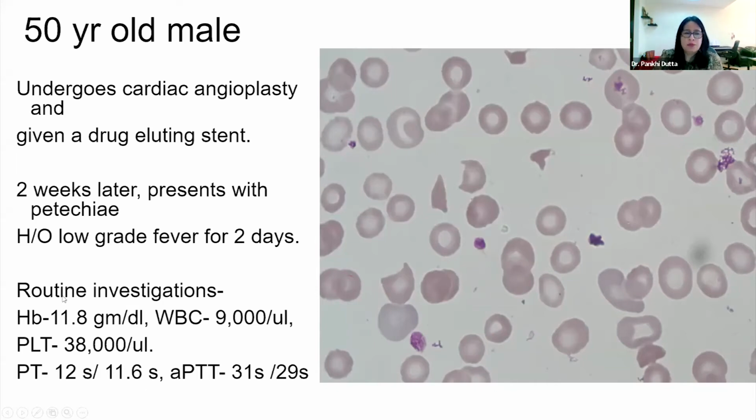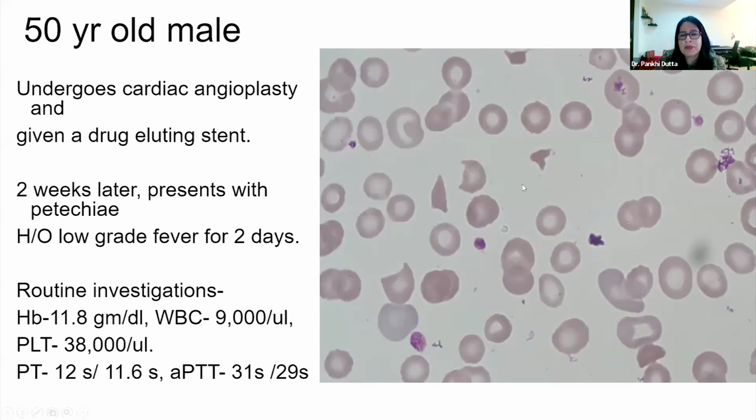But here, before doing anything else, look at the peripheral blood film. What are we seeing? These are nothing but fragmented red cells, and these are polychromatic cells representing that there is some hemolysis happening. So this was a classical case of thrombotic thrombocytopenic purpura.